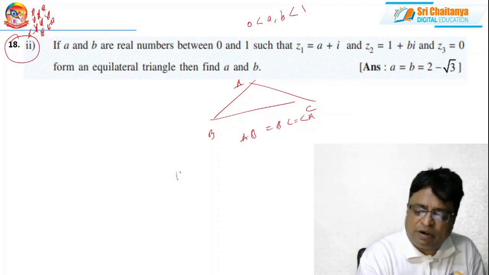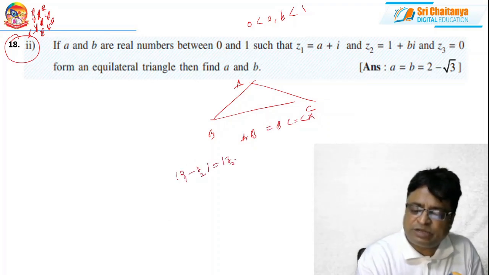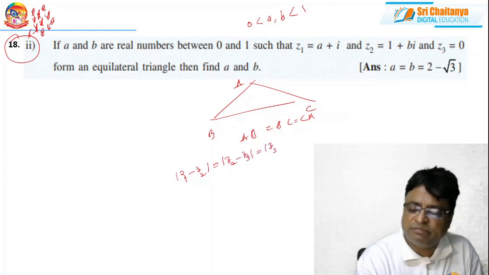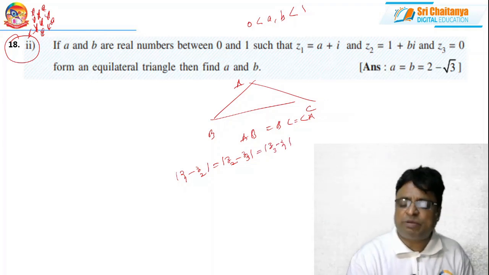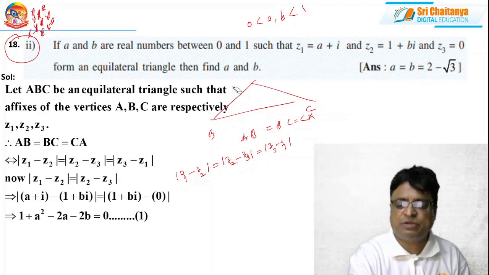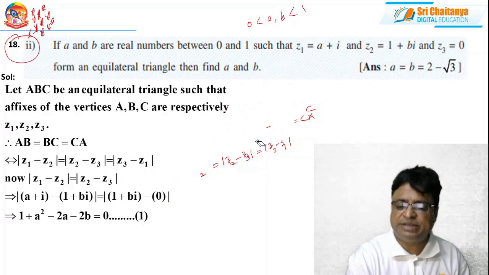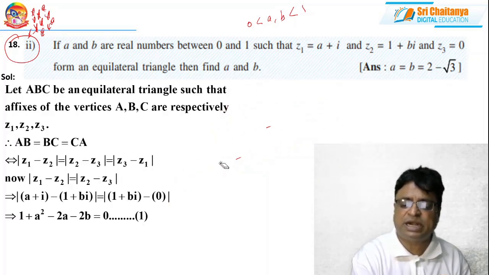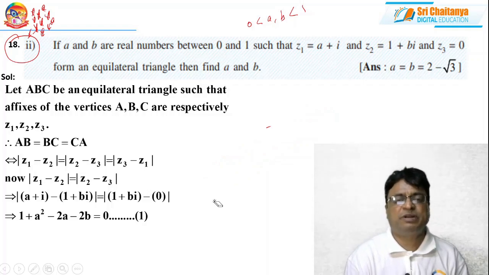That means mod of Z1 minus Z2 equal to mod of Z2 minus Z3 equal to mod of Z3 minus Z1. So solve one by one. You can get some relations. See, here I am doing the same job. But it requires some patience and solving the problem in a quick manner.